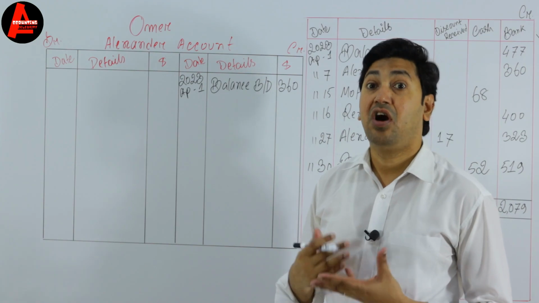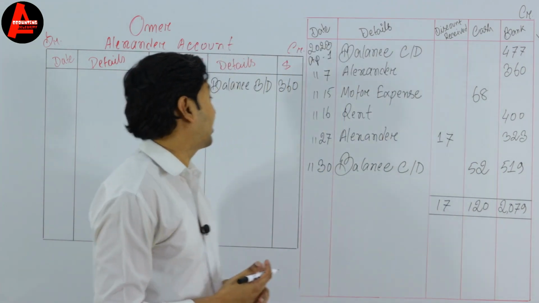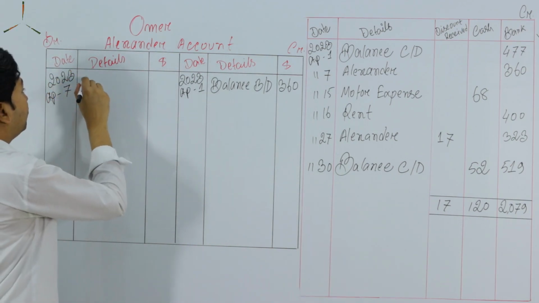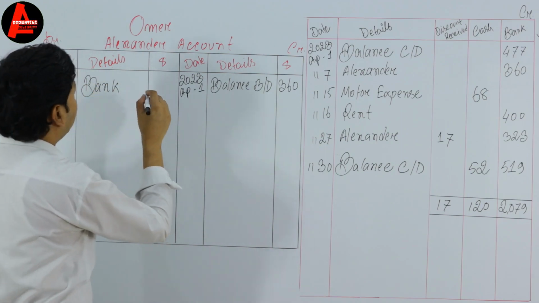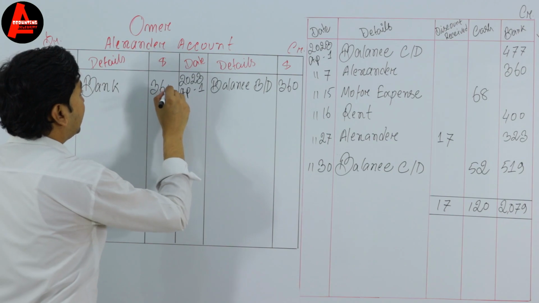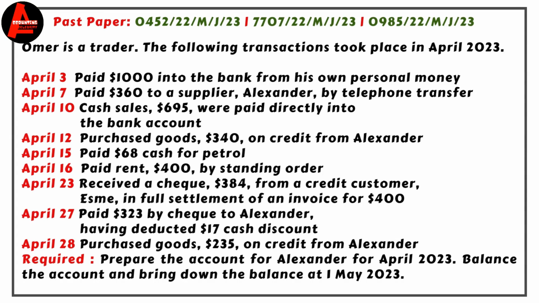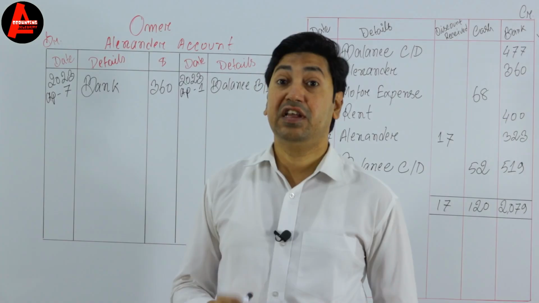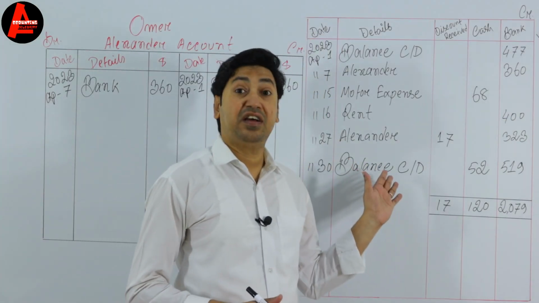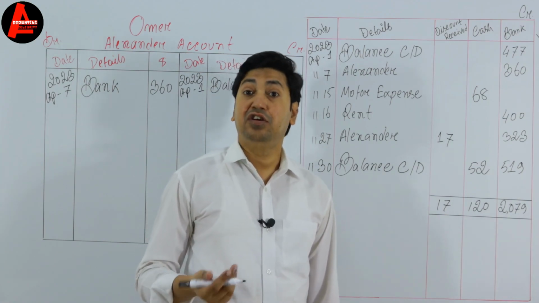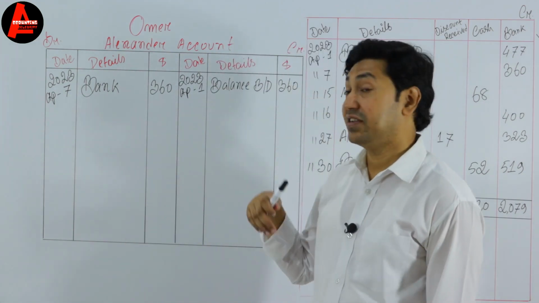We will write the opposite account, which is bank. So let us write the date first, 2023 April 7. We will write bank in the details column, and the amount is $360 in the dollar column. Great. Then we have our next transaction, April 12, purchased goods $340 on credit from Alexander. Purchased goods on credit. This transaction we did not record in the cash book. It is not a cash related transaction, but still it is given. So this transaction will appear in the Alexander account.